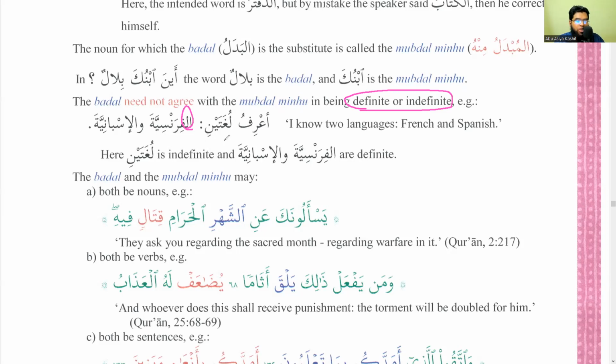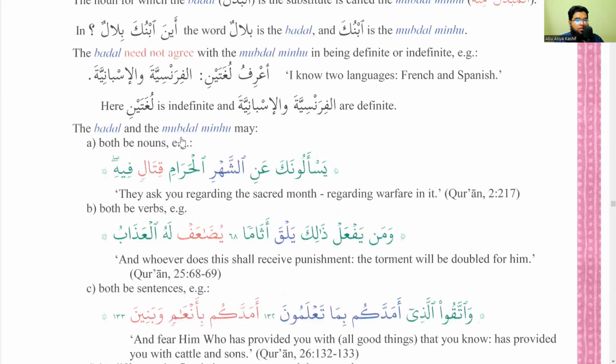So which is the mubdal minhu here? This one, and this is the badal. Both are badal. Actually, this is the badal. This is ma'atuf and this is atf, technically speaking, but you can say both are badal, whatever. Or badal and mubdal minhu may both be nouns. You can use any word. You can use verbs also now.